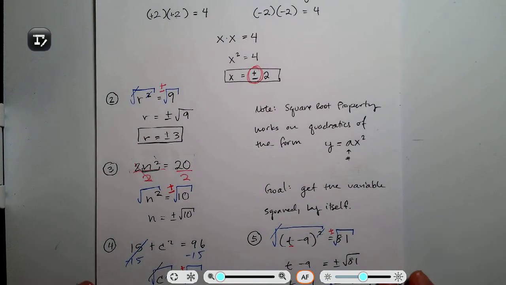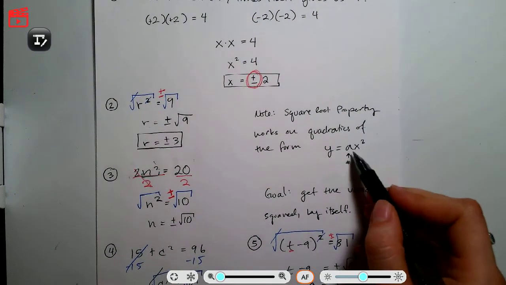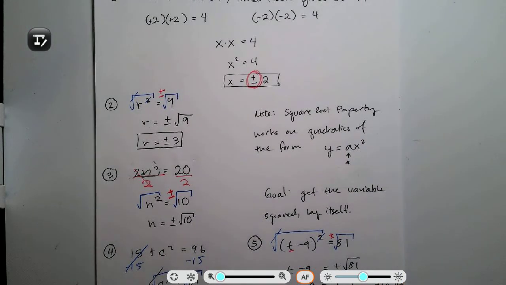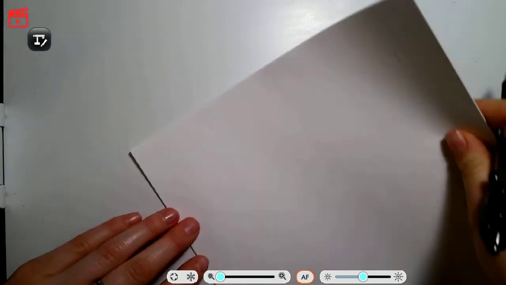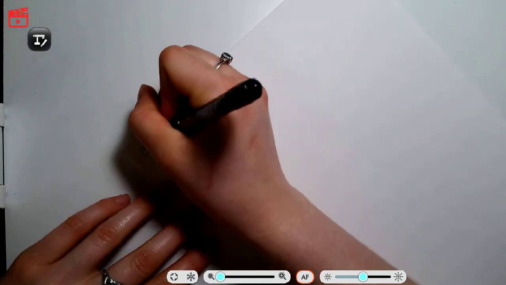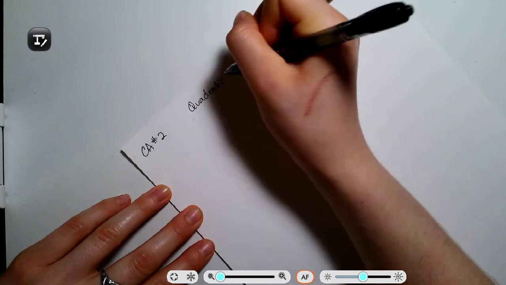Okay, the square root property works basically when we only have the x squared variable going on, or the one variable squared. So the question is, what do we do when we have the variable to the first power? Well, that is class activity number 2. So what do we do? Here we go, quadratic formula.